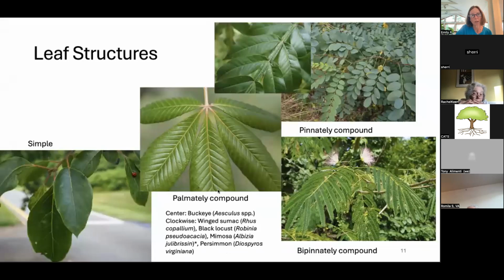So in the middle, we have a buckeye. This is going to be winged sumac. Then we have black locust. This is mimosa tree. And then over here, we have a persimmon. So that's important. And that's why I made sure I got all the names, put in a little key there at the bottom.